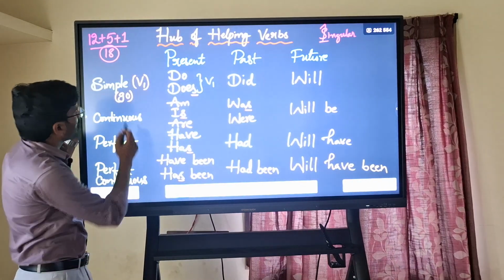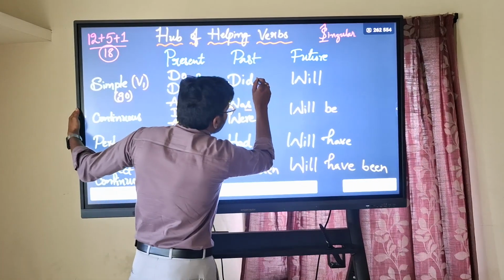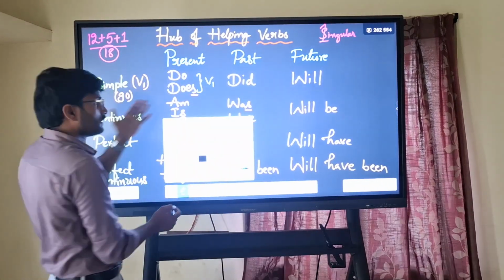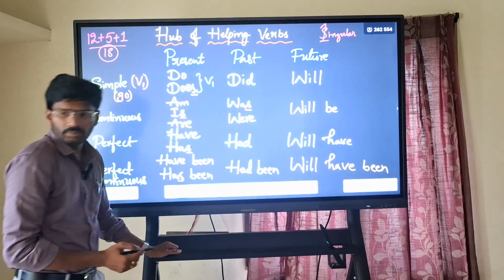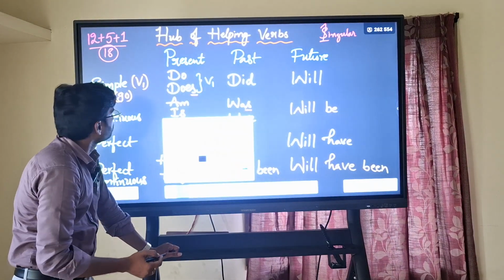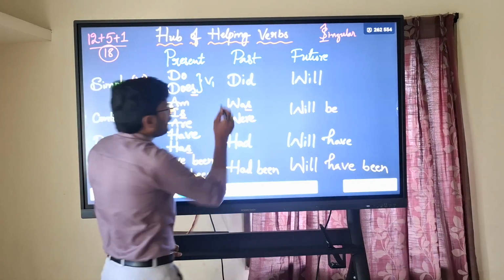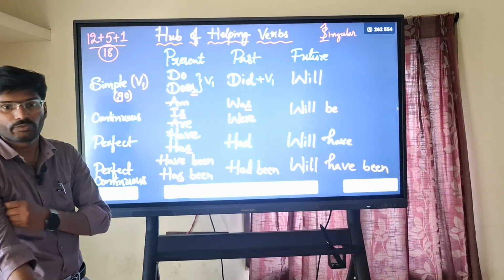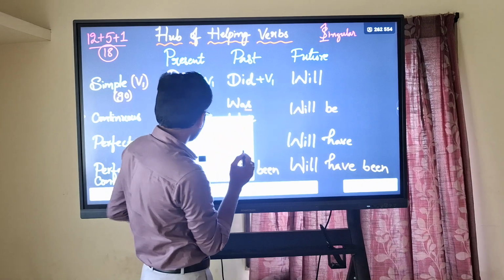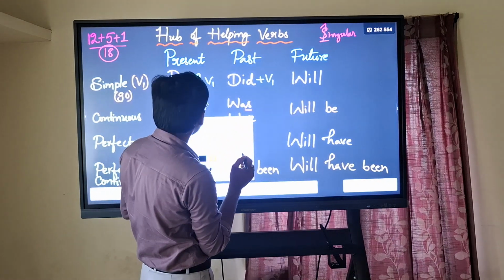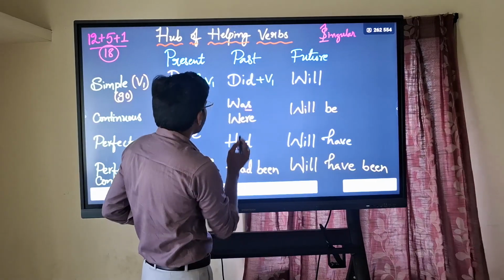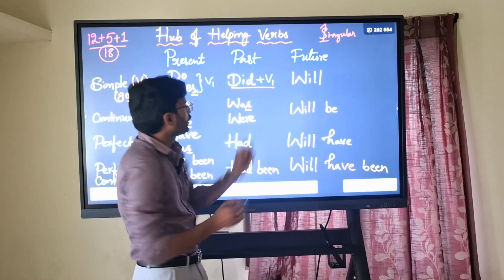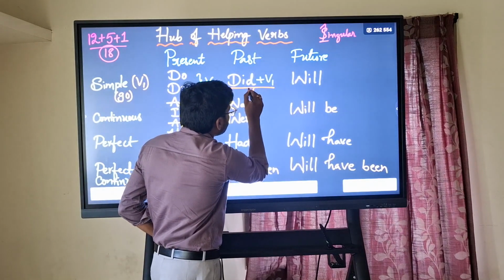So, simple tenses. Here also, did plus V1. Generally we feel that in the simple past tense we use the simple past form. V1 is not simple past. Did is simple past. V1 is not simple past or V2 is not simple past. This together is only one special case. This did plus V1 is called V2.